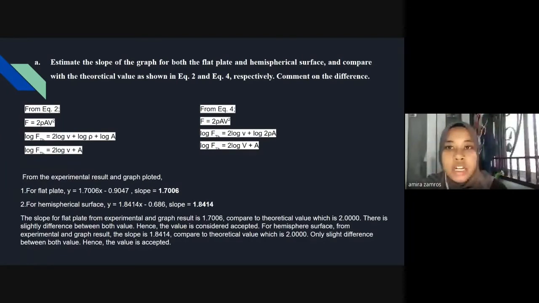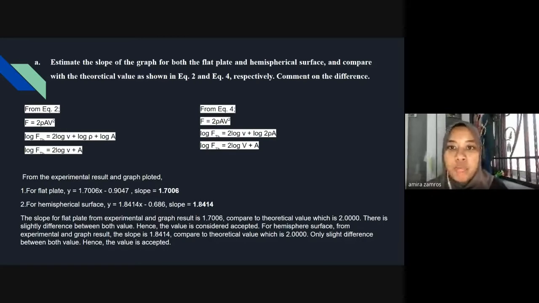So from the experimental result and graph plotted for flat plate, y equals 1.7006x minus 0.9047, where the slope is 1.7006. And for the hemispherical surface, y equals 1.8414x minus 0.686, where the slope is 1.8414. The slope for the flat plate from the experimental graph is 1.7006 compared to the theoretical value, which is 2. So there is a slight difference between both values, hence the value is considered accepted.